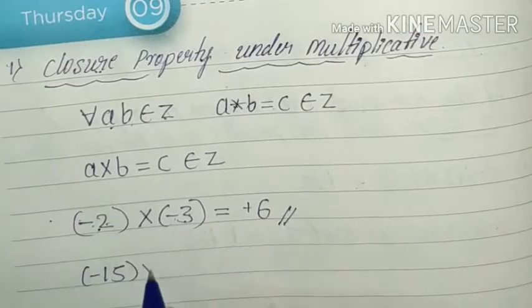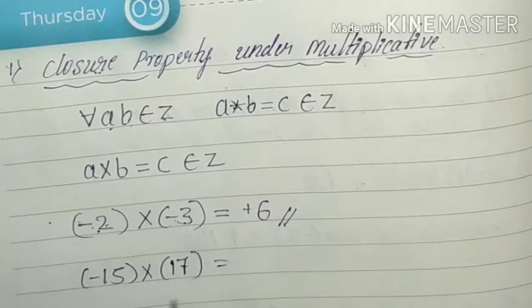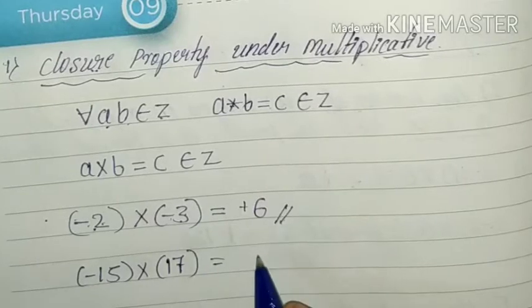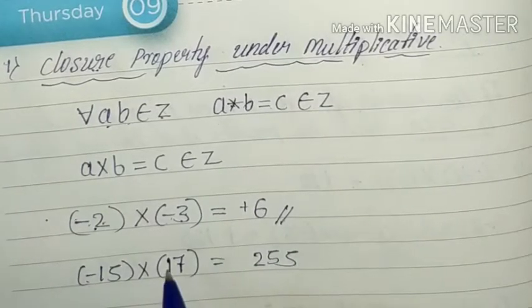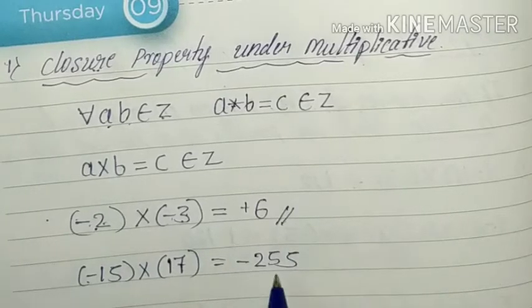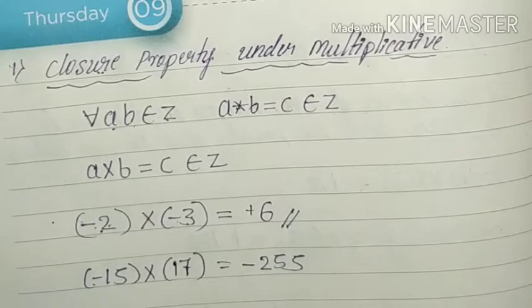Minus 15 into 17. So 15 into 17 you have to multiply. The answer is 255. Then minus plus is what? Minus, and minus 2, hence integers are closed under multiplication.